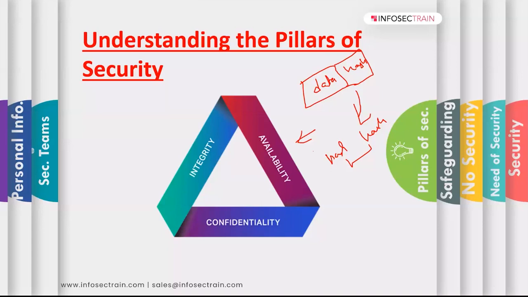Okay. Now the data or any other resource, like if I need access to a server or anything, it should be available for authorized users. People who are working in the organization and have the authorization should be able to access it. That is availability. There is an attack you might have heard of, DOS. DOS stands for denial of service. This is an attack on availability.